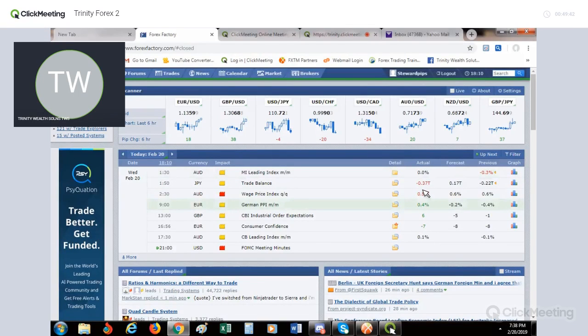You can see the actual column that's been filled today. The reports have been released. So if it is worse than expected, it is red. Yeah, it means now it worked against the currency. If it is better than expected, it is green. All right, that's why you see some are green, some are red.